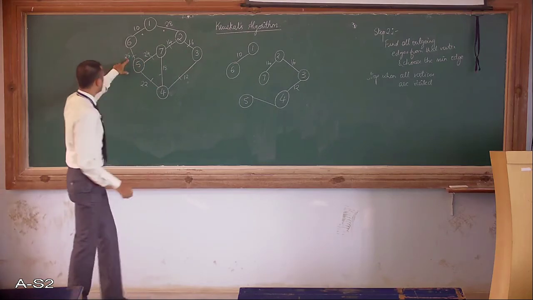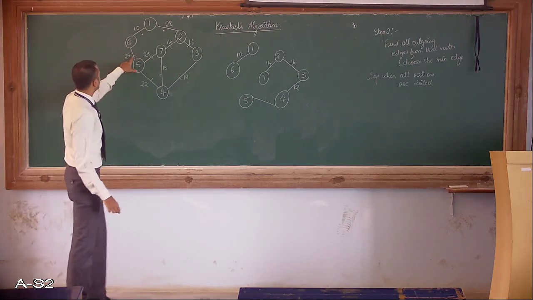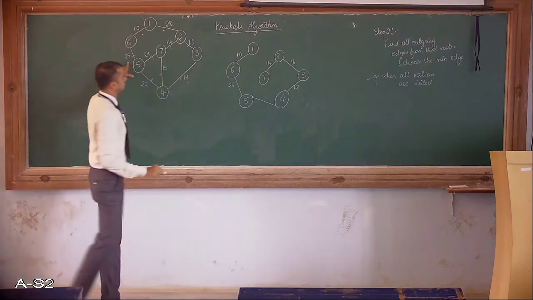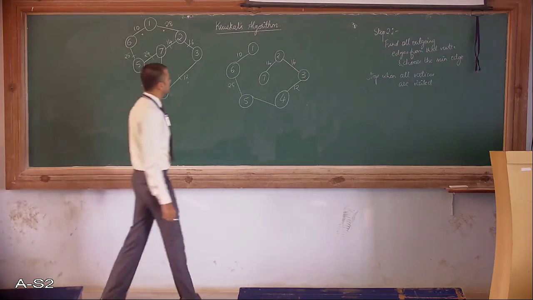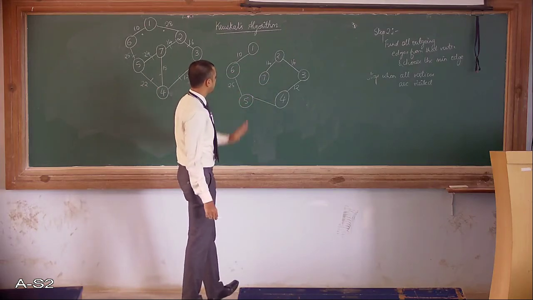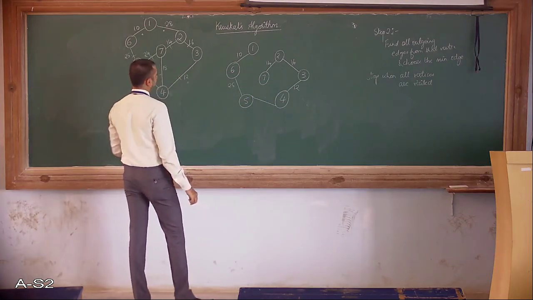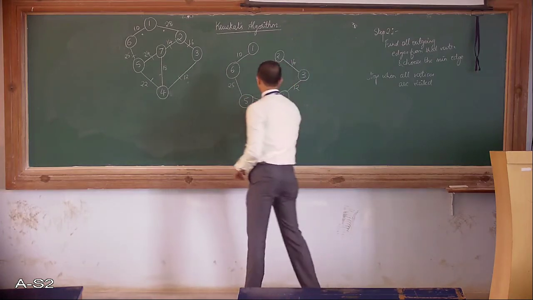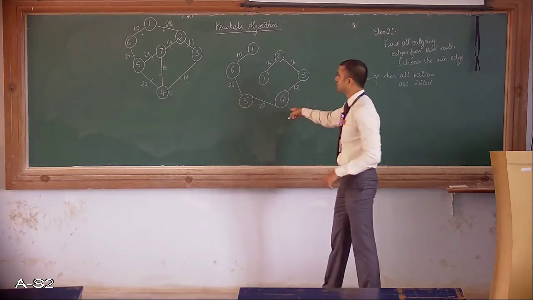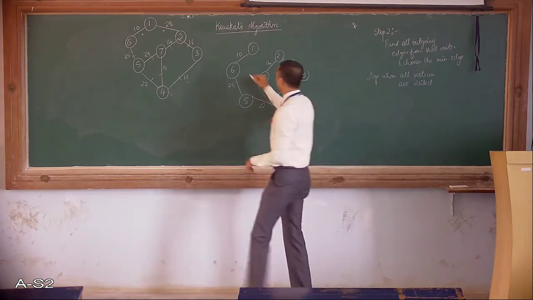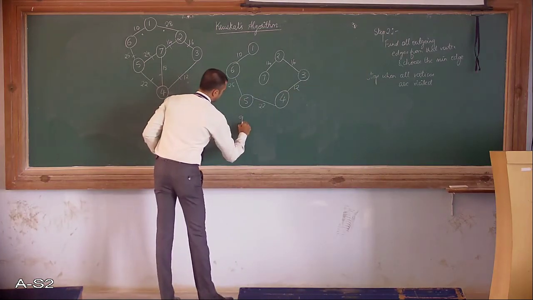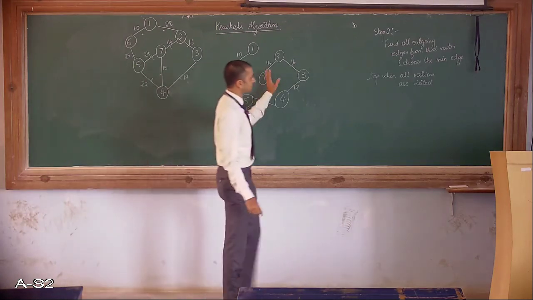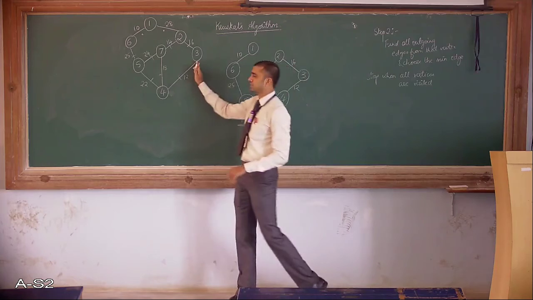Next, after 24, it is 25. So it is 5 to 6, 25. So this is my minimum cost spanning tree. All the vertices are visited, and we have visited them in the increasing order of the edges. If I calculate the total, it will come to 99. So Kruskal's algorithm and Prim's algorithm have given me the same result for this graph.